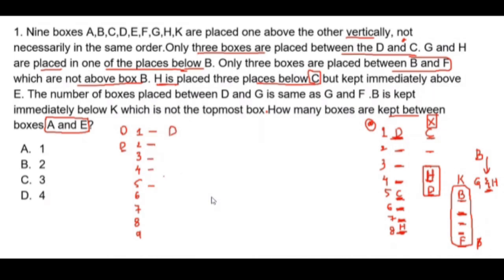There are 3 places in between D and C. Place 1, place 2, place 3. Now this place must be C. If this is C, there are 2 persons in between D and H. This is H.